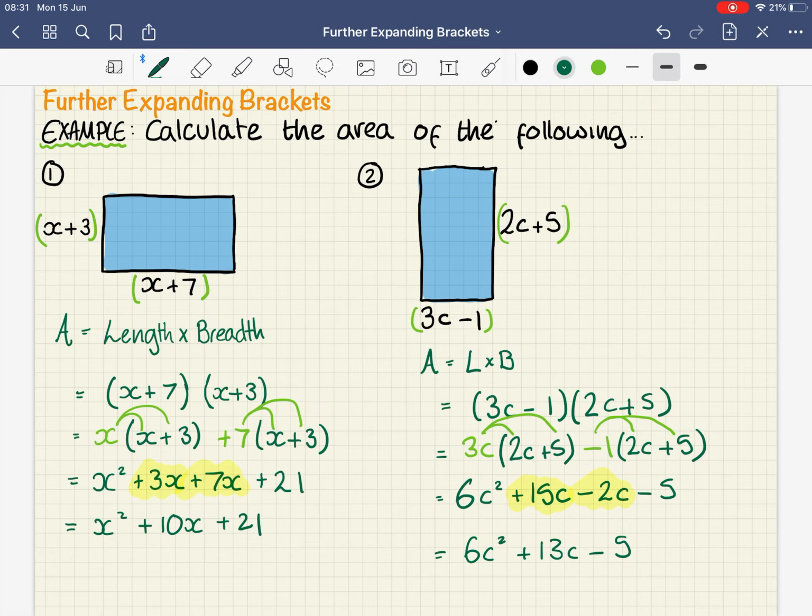Alright, so that's how to tackle an area question. You just apply your normal understanding of how to calculate an area of a rectangle, and then you just have to use your expanding knowledge to complete the question.